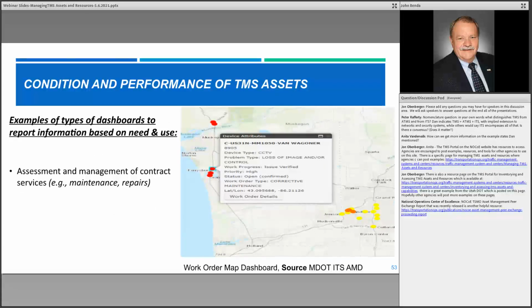Another example from Michigan, this happens to be a map-based dashboard. This is very useful for the traffic technician in the traffic center to know what resources are available. But it's an interactive map where you can click on it and actually see what the problem is, what the asset is, what its condition is, and what its status of repair is.